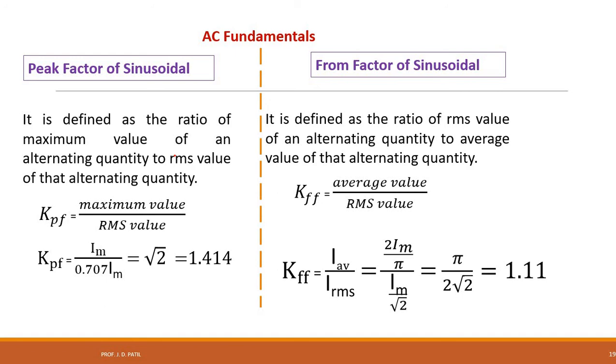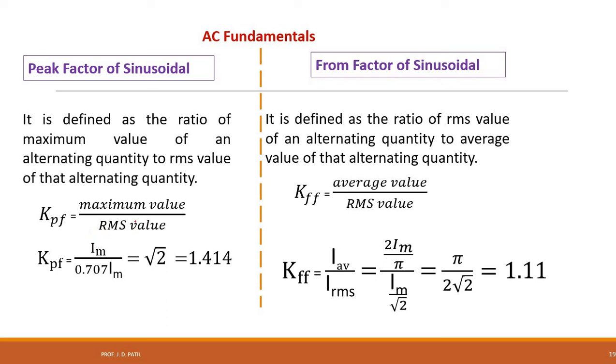Now we'll see the peak factor and the form factor of the sinusoidal waveform. So what is the peak factor? Peak factor is defined as the ratio of the maximum value of an alternating quantity to the RMS value of that alternating quantity. It is denoted KPF, where P means peak and F means factor. So KPF is equal to the maximum value divided by the RMS value.